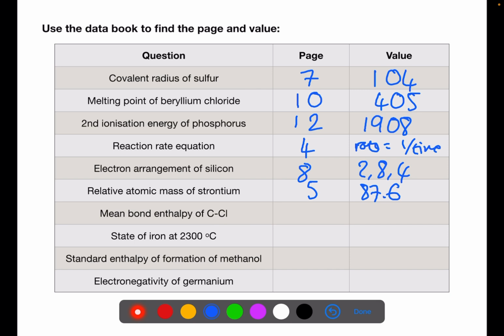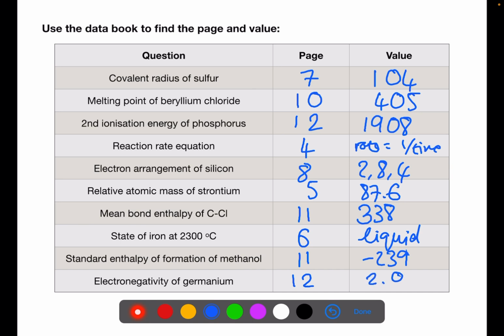Your mean bond enthalpy for a carbon to chlorine bond is on page 11 and has a value of 338. The state of iron at 2300 degrees requires you to use page 6 and to have a look at how this temperature relates to the melting and boiling point. This temperature is between the melting and boiling point, and therefore this means iron will be a liquid at this temperature. The standard enthalpy of formation of methanol is on page 11 and is negative 239. And the electronegativity of germanium you'll find on page 12 and has a value of 2.0.